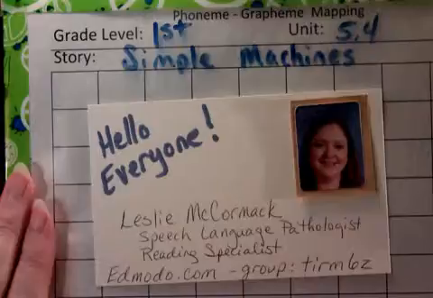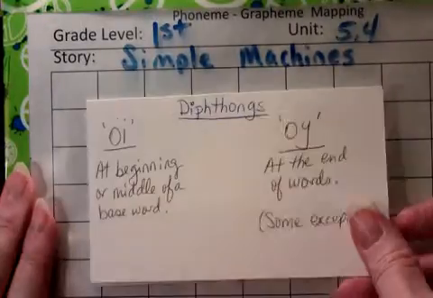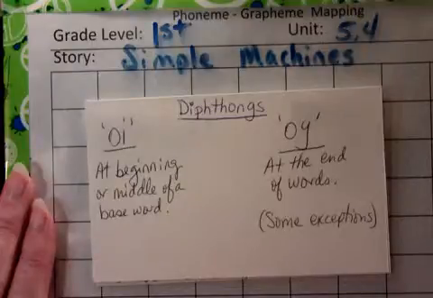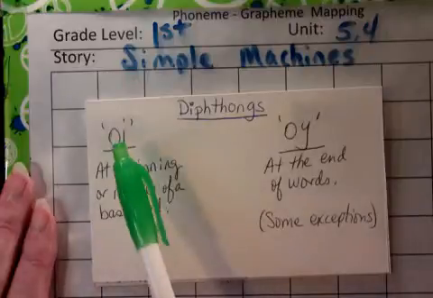We are going to be working on our words that have the oi sound. Oi. Say it for me out loud. Oi. It actually has two vowel sounds, O and E, and we slide them together. Oi.